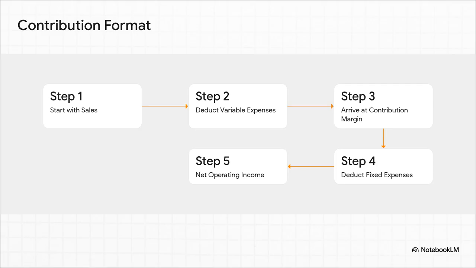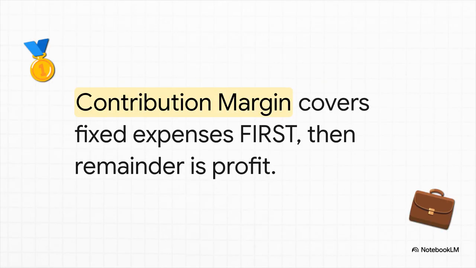Seriously, if you just remember this simple top-to-bottom flow, you will never get lost on one of those crazy multi-step problems on the LECPA. And that brings us to the absolute golden rule of management advisory services. The contribution margin is the amount remaining from sales revenue after your variable expenses have been deducted. But here is the kicker. Its primary job is to eat up fixed costs first. It literally must cover those fixed expenses completely before it generates a single peso of profit for the company.